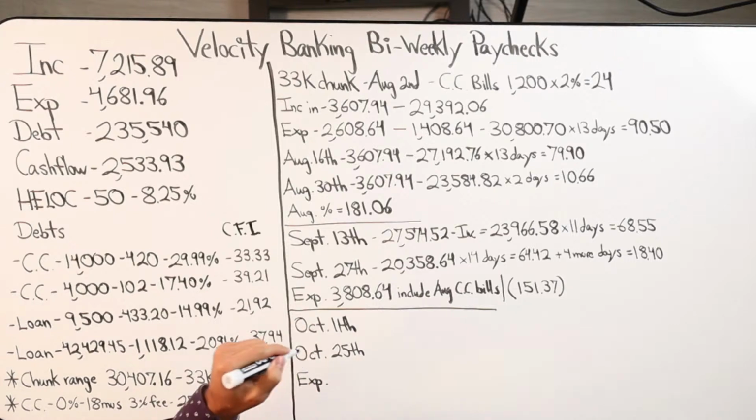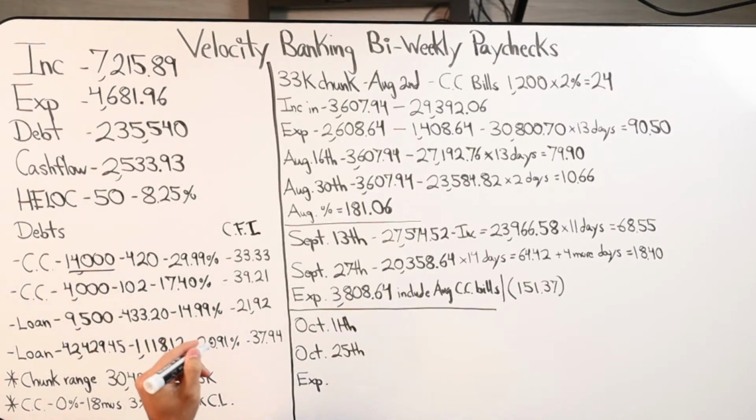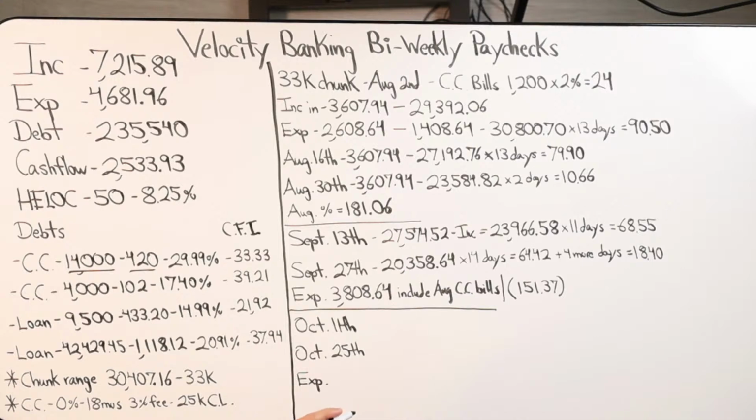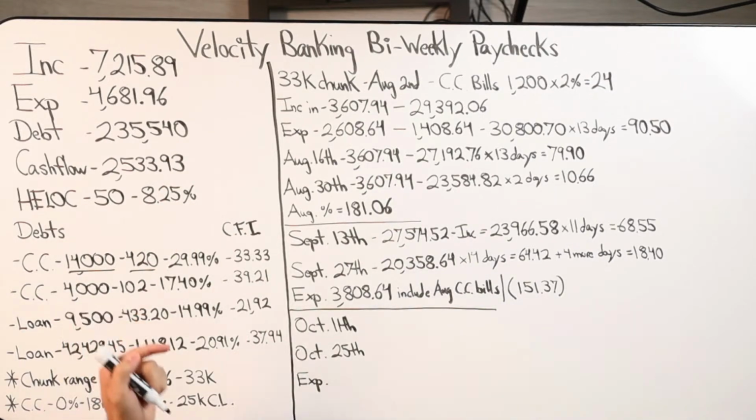If you do not know what the cash flow index formula is, all I am doing is taking the balance of a debt and dividing it by the monthly minimum payment, and you get a score. The lower that score is, the more attractive it is to pay off that debt, okay?